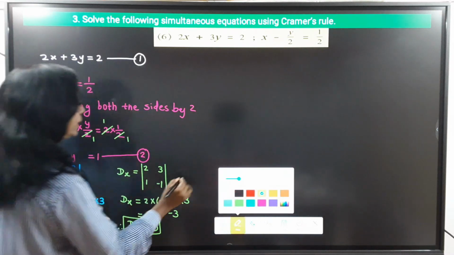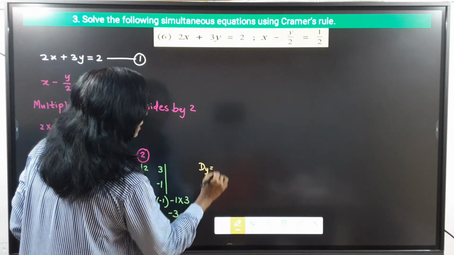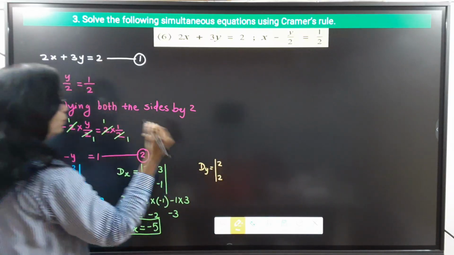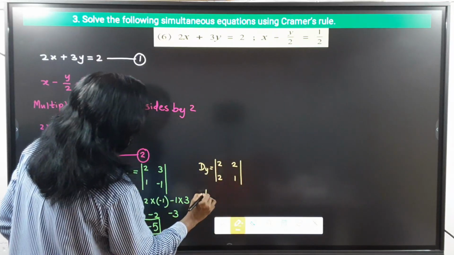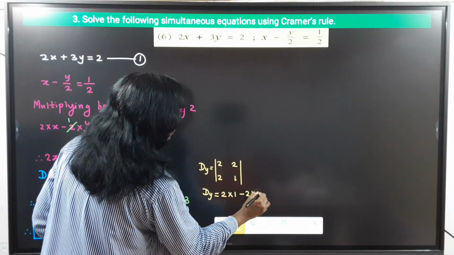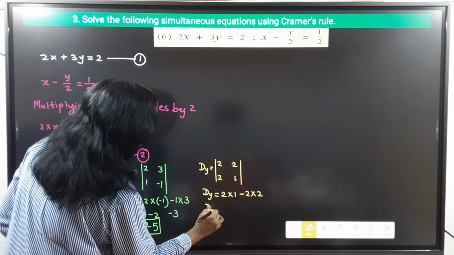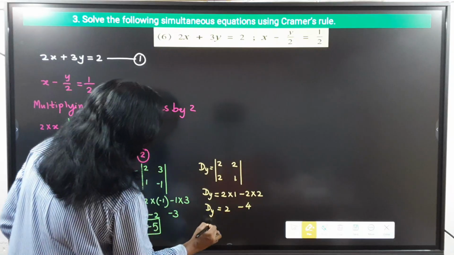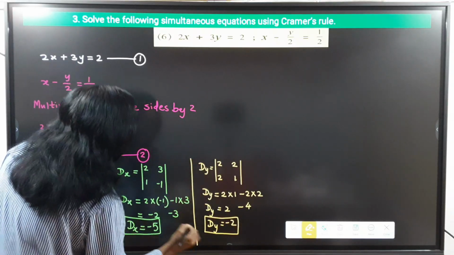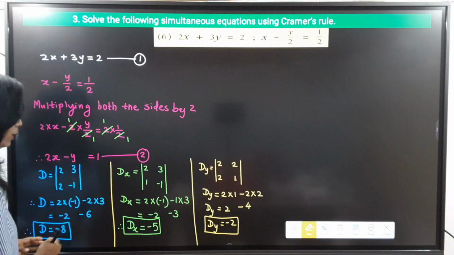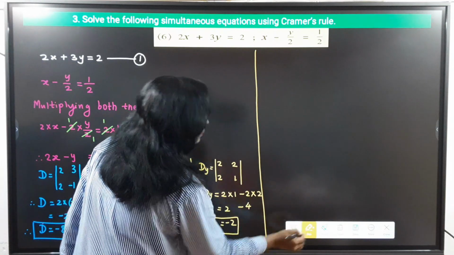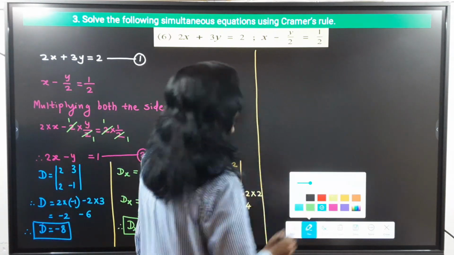Then next is the arrangement of D of y: 2, 2, and the constants 2, 1. So D of y is equal to 2 multiply 1 minus 2 multiply 2. Therefore D of y is equal to 2 minus 4, therefore D of y is equal to minus 2. Now here, students, these are the arrangements of D and the values of D, D of x and D of y. Then the next part is to find the values of x and y.